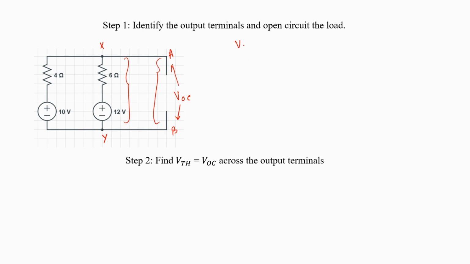So I can say that VOC is nothing but VXY. So if I'm able to obtain VXY, I can say that VOC is nothing but VXY, which in turn becomes the Thevenin's voltage source value. Right. So how do I compute Vxy? So we can just simply apply KVL in this loop.